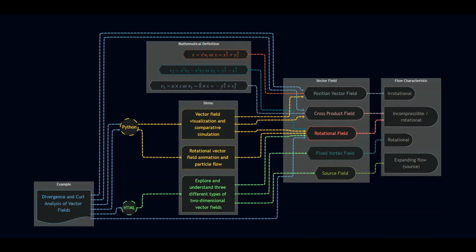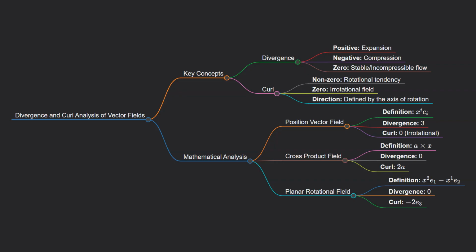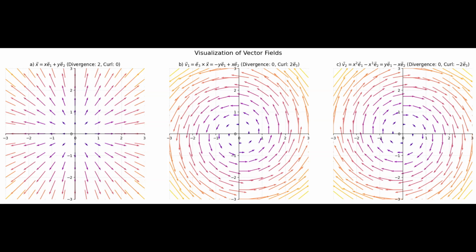In these scenarios, the field does not expand or compress at all, resulting in zero divergence. Instead, they possess a constant curl or spin. Depending on the specific configuration, this spin can be counterclockwise, positive curl, or clockwise, negative curl.